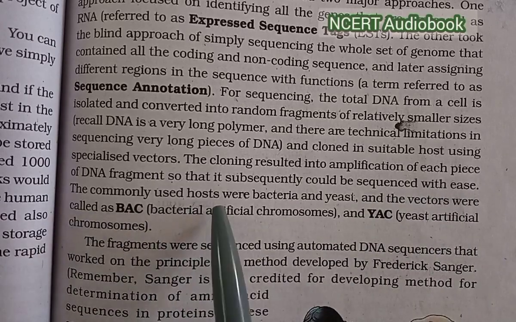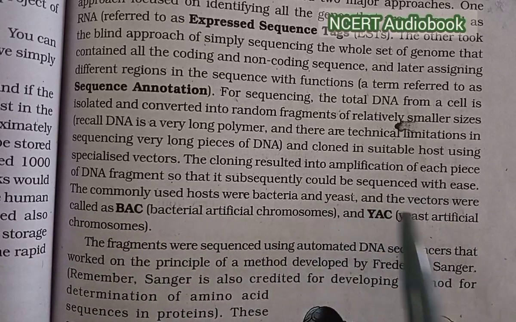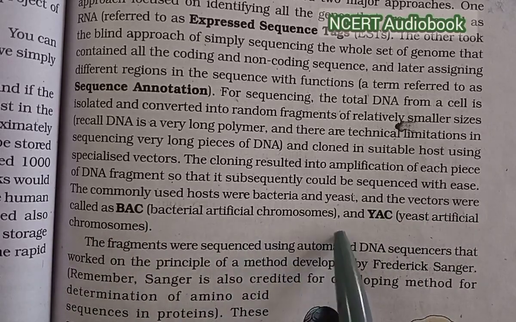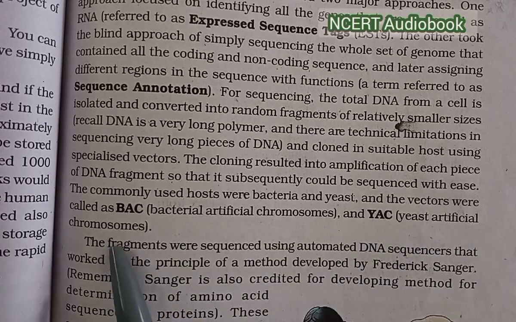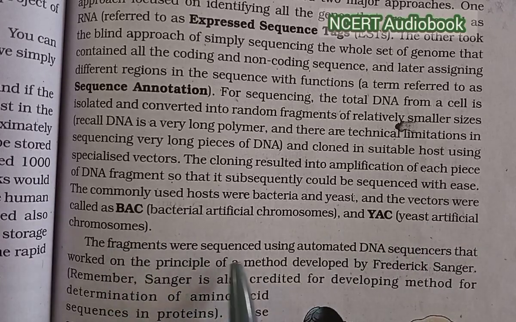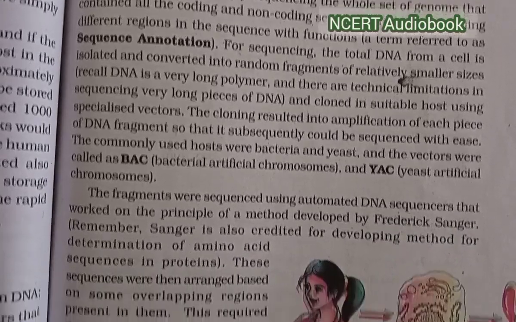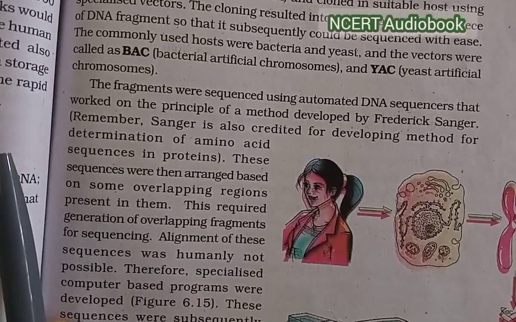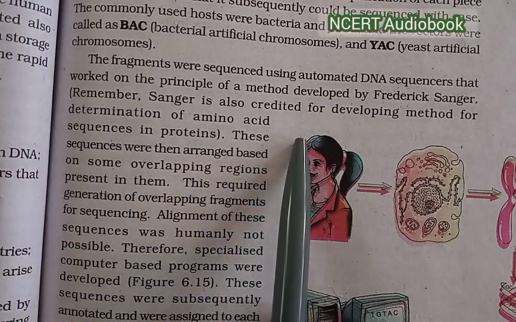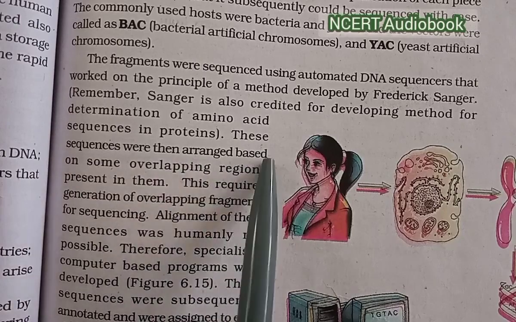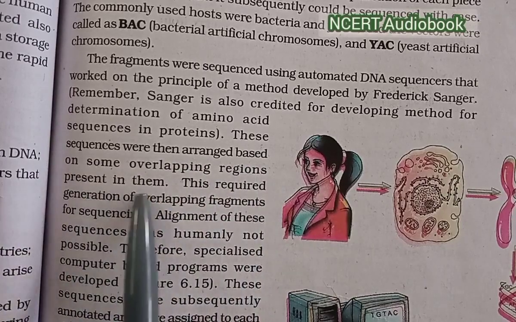The commonly used hosts were bacteria and yeast, and the vectors were called BAC, bacterial artificial chromosome, and YAC, yeast artificial chromosome. The fragments were sequenced using automated DNA sequencers that worked on the principles of a method developed by Frederick Sanger. Remember, Sanger is also credited for developing a method for the determination of amino acid sequences in protein. These sequences were then arranged based on some overlapping regions present in them.